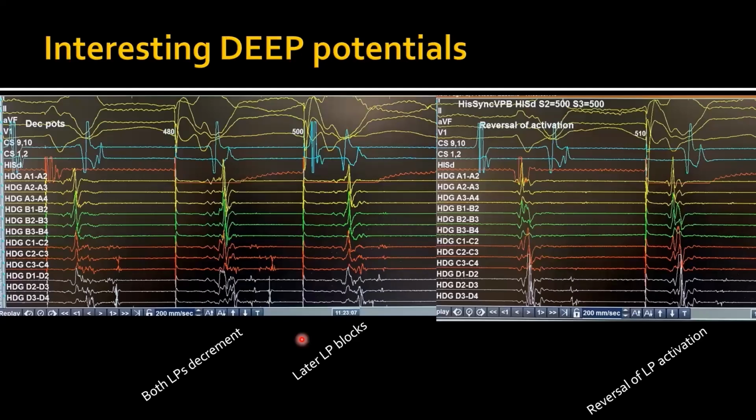Just some interesting deep potentials. Here we see a pace beat with late potentials, and with our extra beats, we see the second component decrements and then blocks, with the first component still there. So at the same site, you have two different channels behaving differently. Here we have channel reversal of activation with our extra beat. So here, activation of this channel was from distal to proximal, and with our extra beat, we had channel reversal, functionally active behavior from proximal to distal.